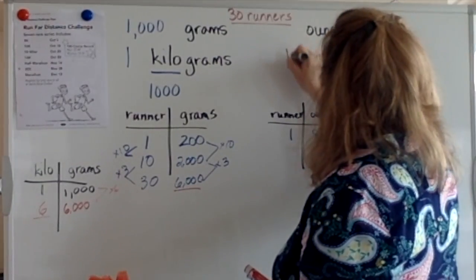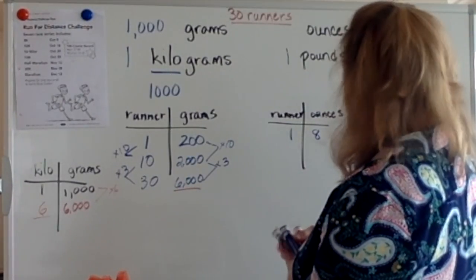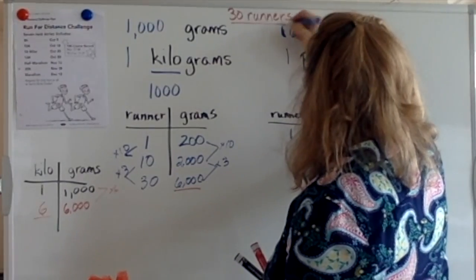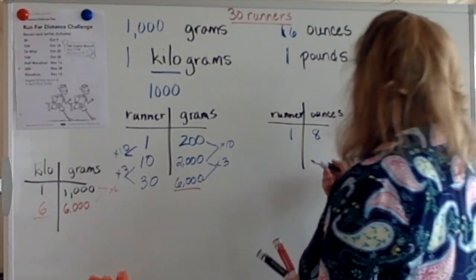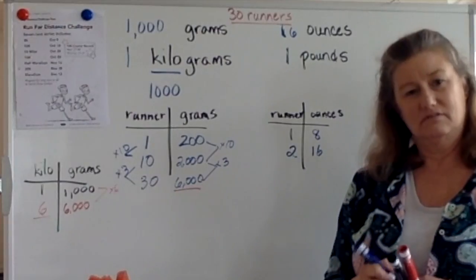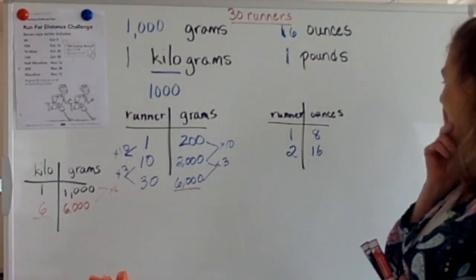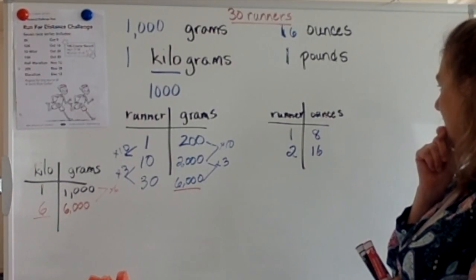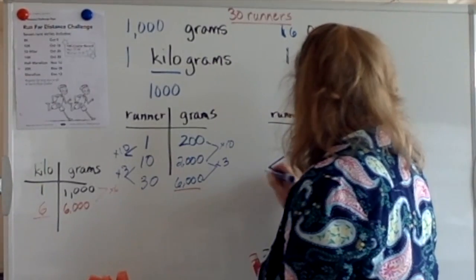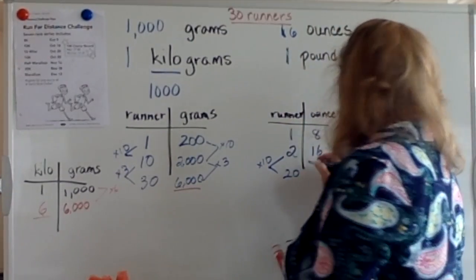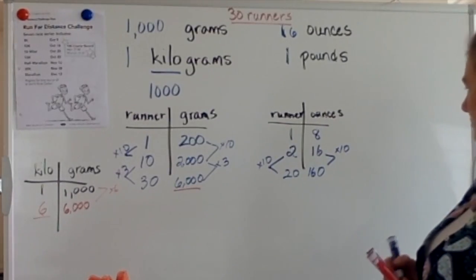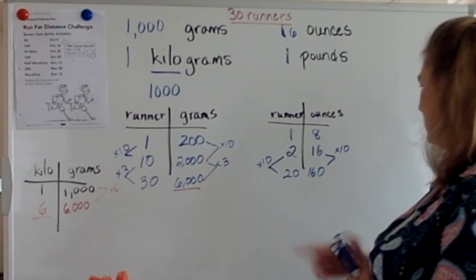But I have to figure out ounces and pounds too. 1 pound is the same as 16 ounces. That's good, because that means 2 runners would be 16 ounces, or 1 pound. How am I going to figure this out? If I multiply that by 10, that gets me to 20 runners. That's pretty good, but I need 10 more. I need 10 more runners' worth of ounces.